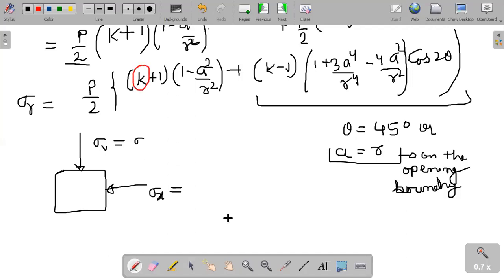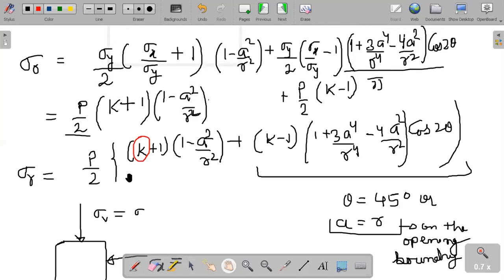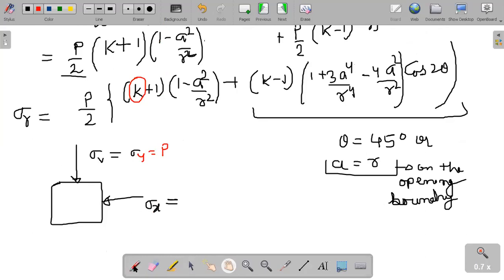How K came through sigma x by sigma y. Sigma x by sigma y is k, because if sigma v or sigma y you take it p, and we take sigma x equal to kp. These two things we have assumed to get this formula. Sigma y is p and sigma x is kp. According to that we came to this formula.